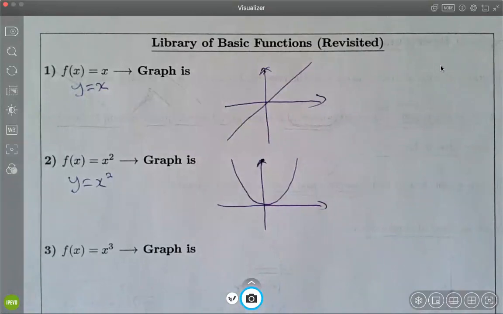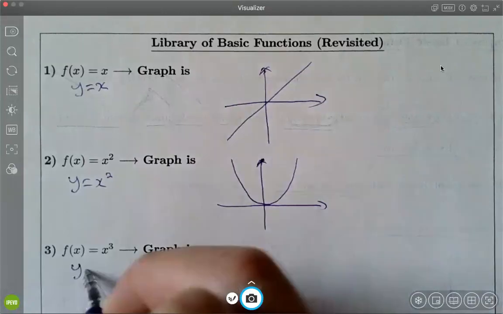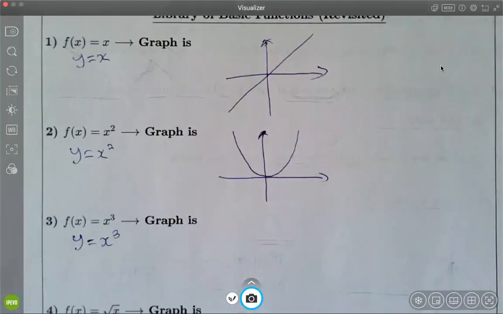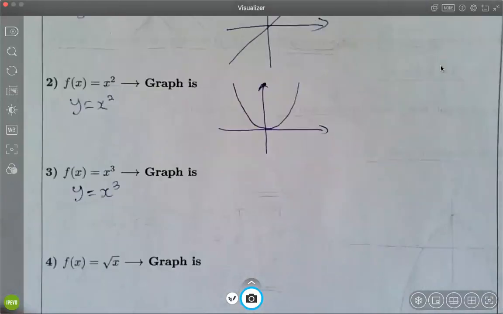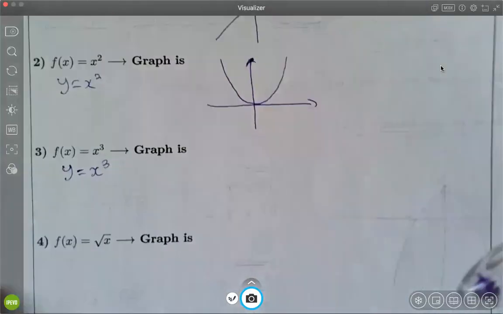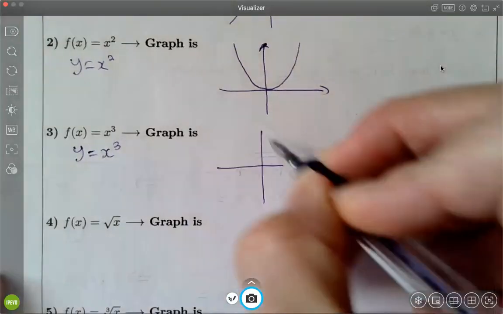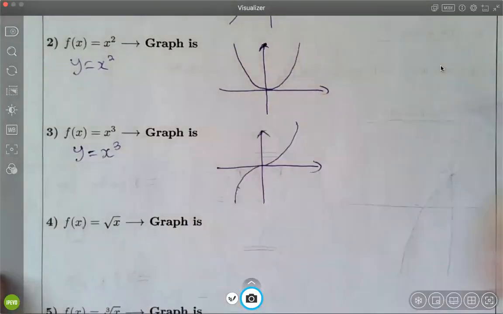And then the third one, f of x equals x cubed, or y equals x cubed. Now this is another curve, right? But its graph is what? The S-shaped curve, remember that? So the graph looks like this. Oops, something like that.